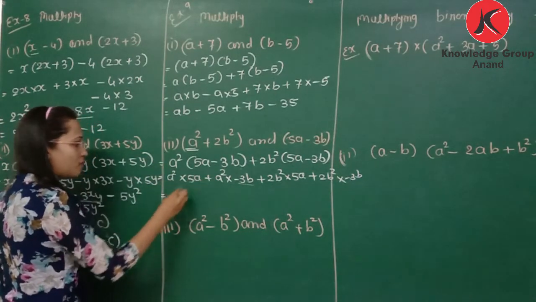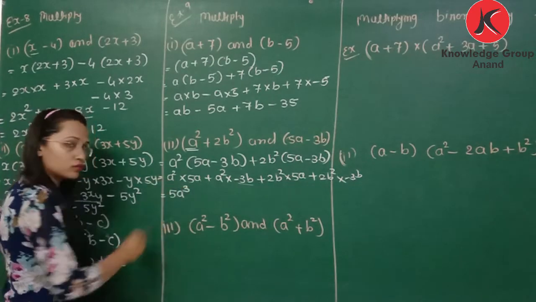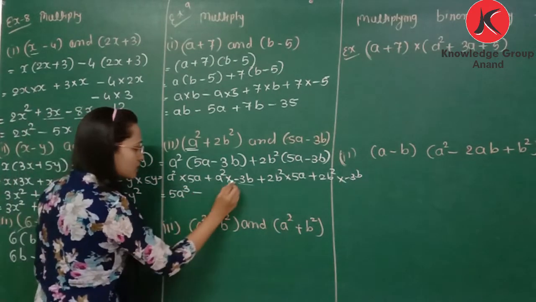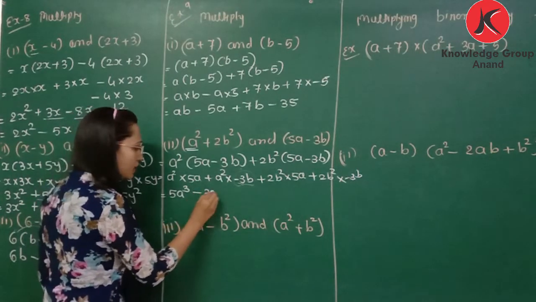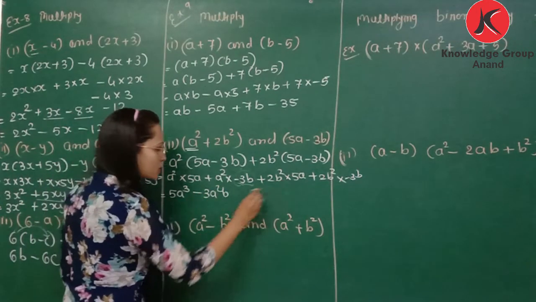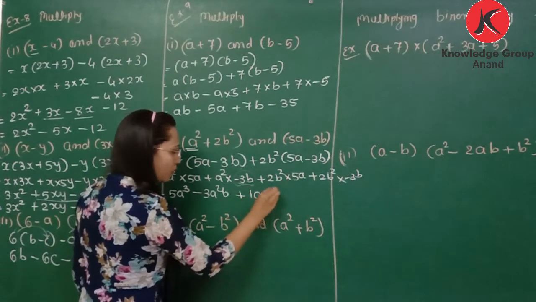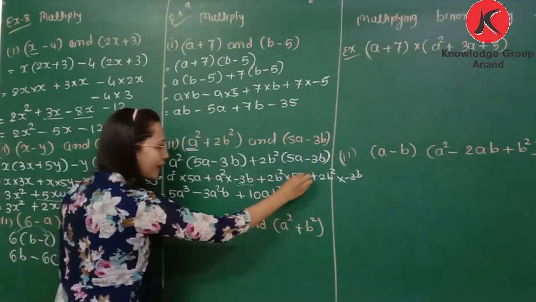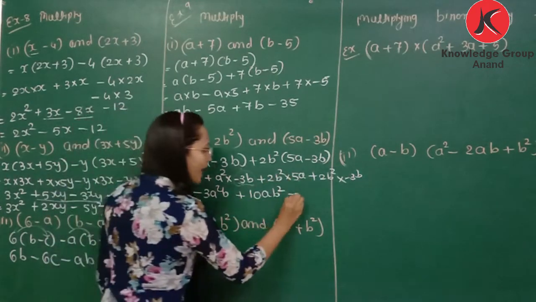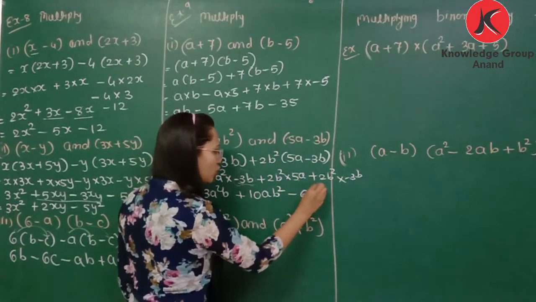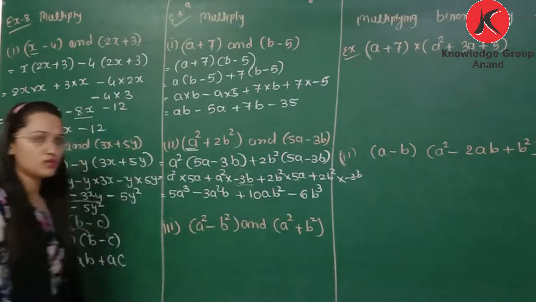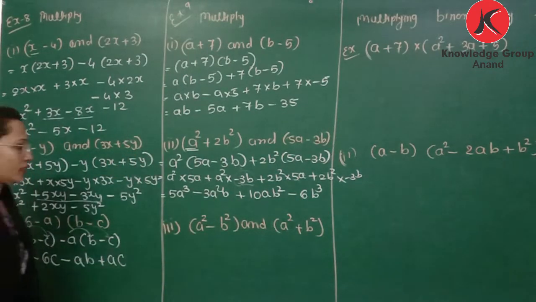5a square with a becomes a cube. Minus, here one minus sign is there, so it will be minus 3a square b. This one is 10ab square, 5 twos are 10 ab square. Minus, here again one negative sign, so it will be minus 6b cube. Now all are unlike terms, so we need to stop here.